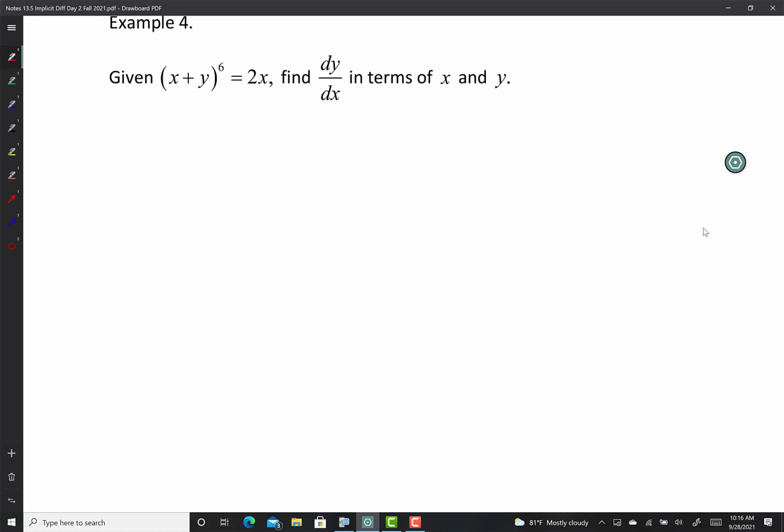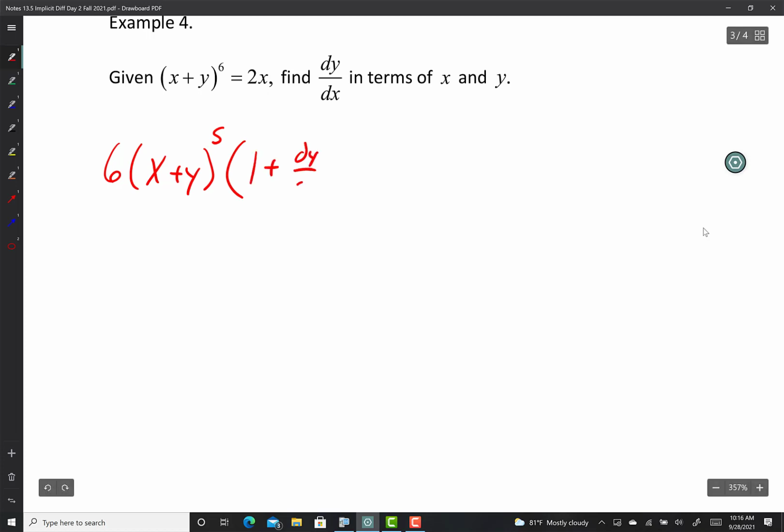Implicitly, chain rule. Bring the 6 to the front. (x plus y) to what power? 5, times the derivative of the inside. What's the derivative of the inside? Perfect. Close, equals, what's the derivative of 2x? 2.